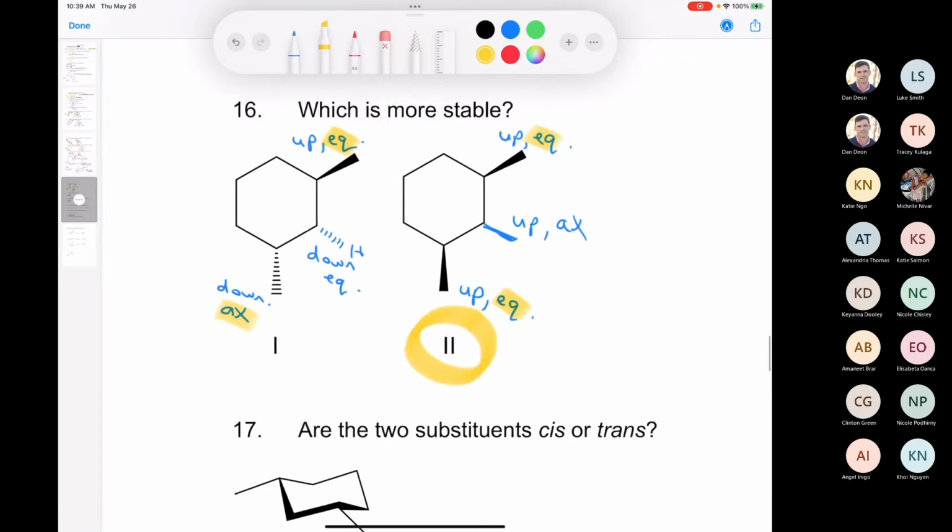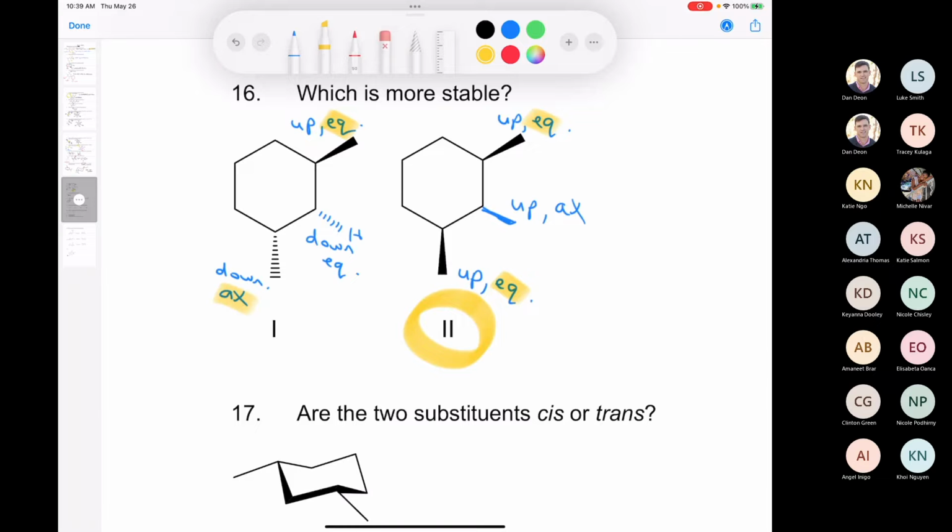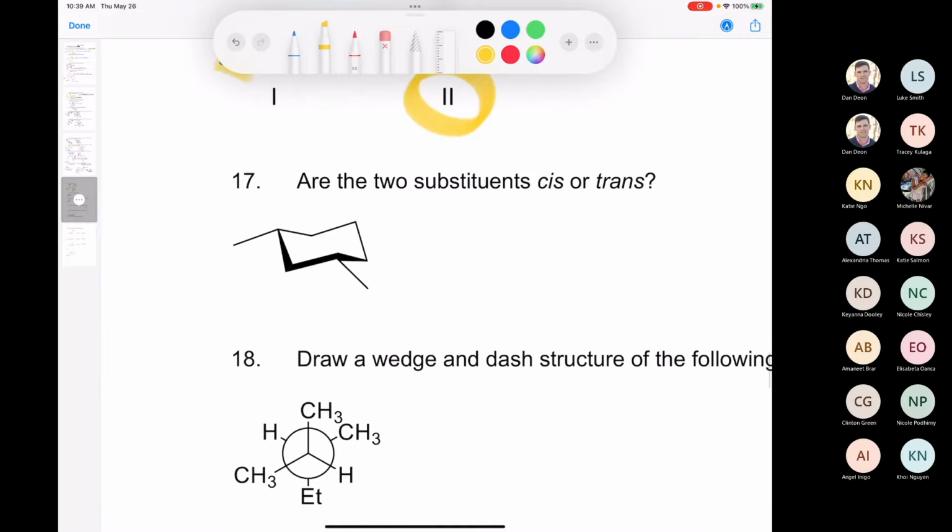All right, so that was the answer to 16. And again, you could draw the chairs there, but it's not necessary. In 17, are these two substituents cis or trans? Could anybody answer that? Are these two substituents on the same face of the molecule or opposite face of the molecule? You have two methyl groups. It's some kind of 1,3. Yeah, they're cis, aren't they?